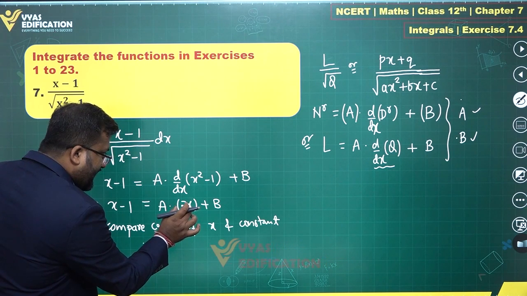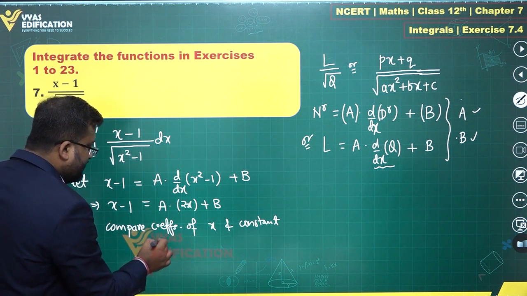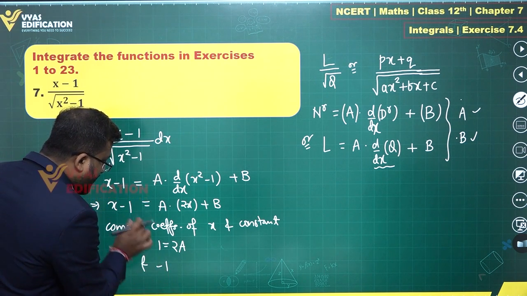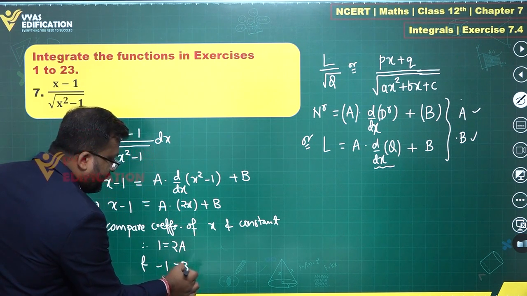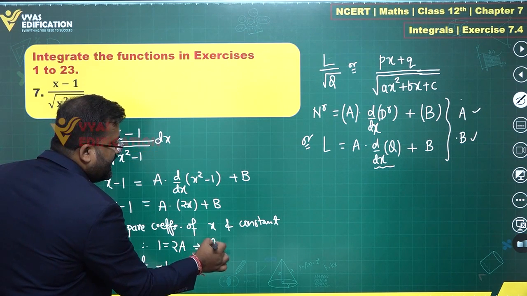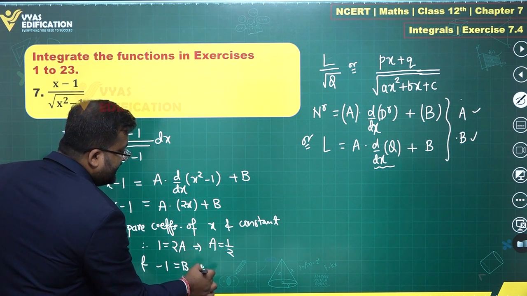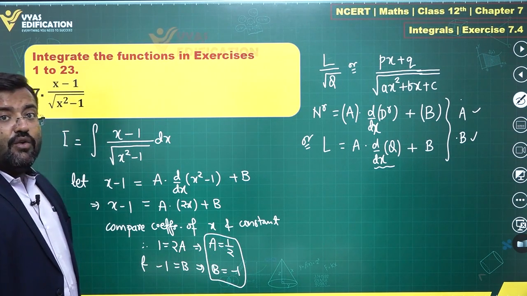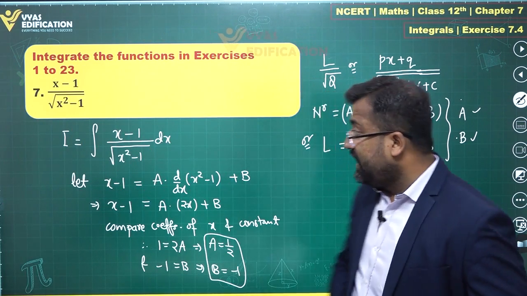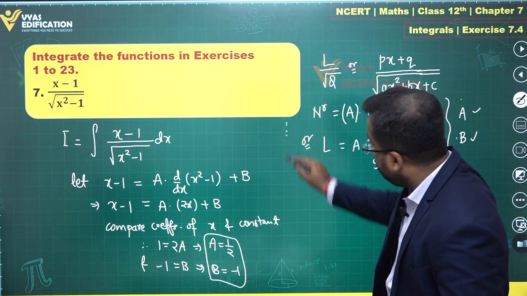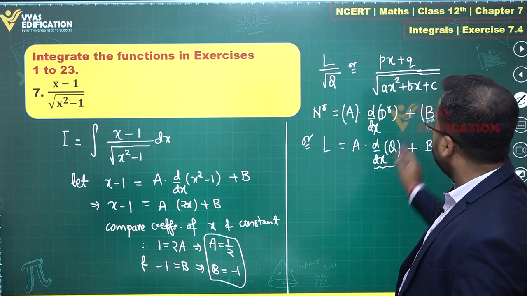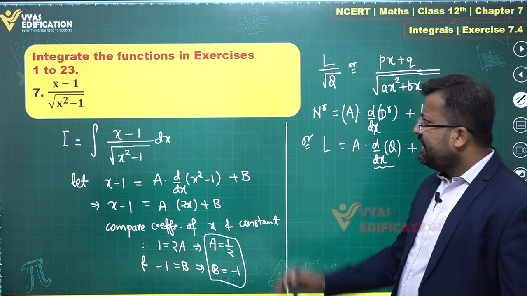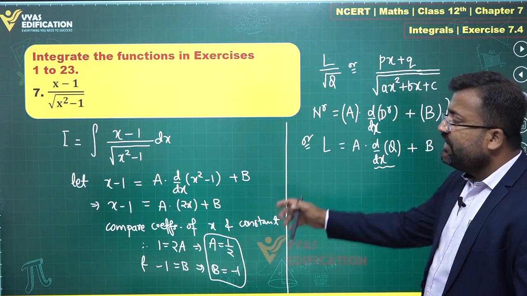Therefore, the coefficient of x is 2a and here it is 1, so 1 is equal to 2a. The constant term is minus 1, which is equal to b. So a is equal to 1 by 2 and b equals minus 1. Once you find the values of a and b, that's one part of the solution, and you have used this idea to write it in this form. Let me get rid of this and then we'll continue further.